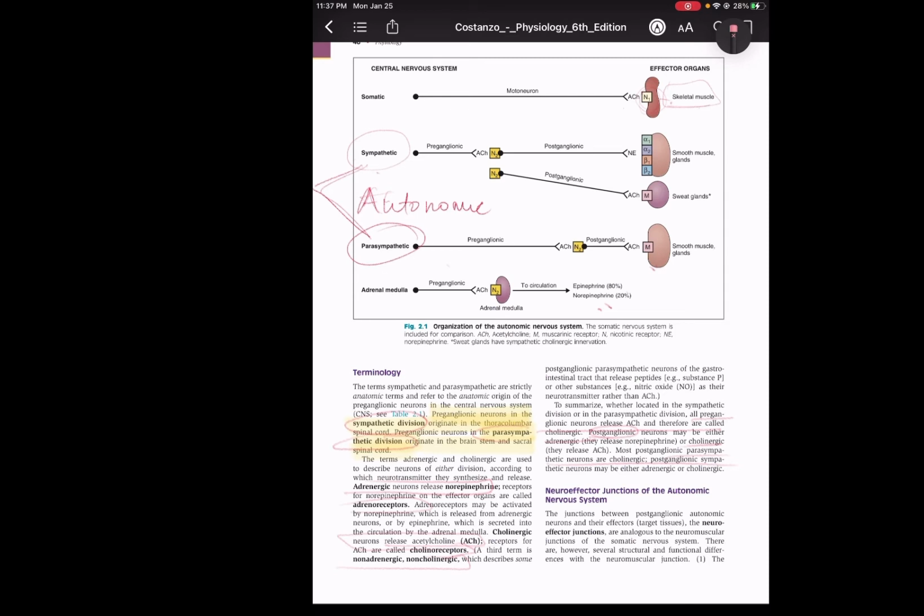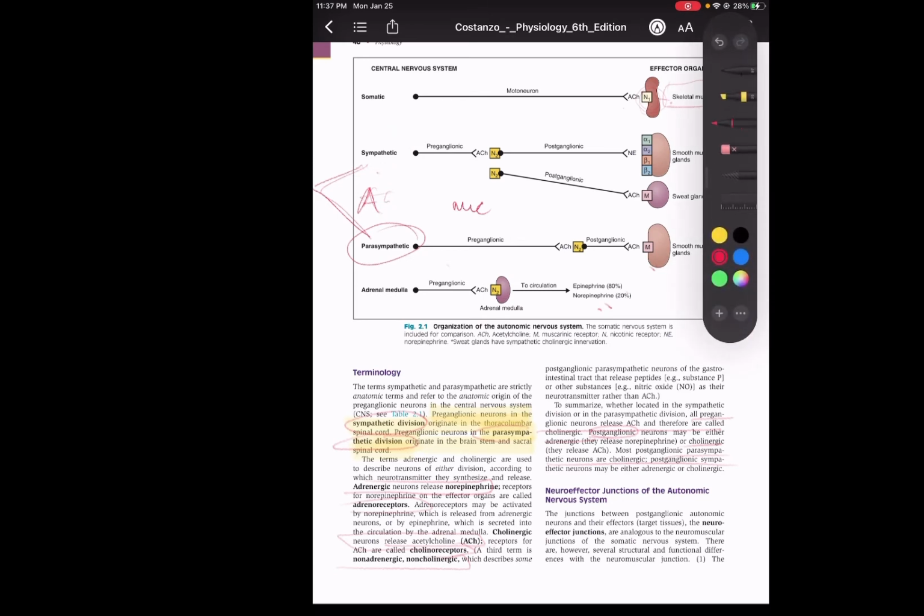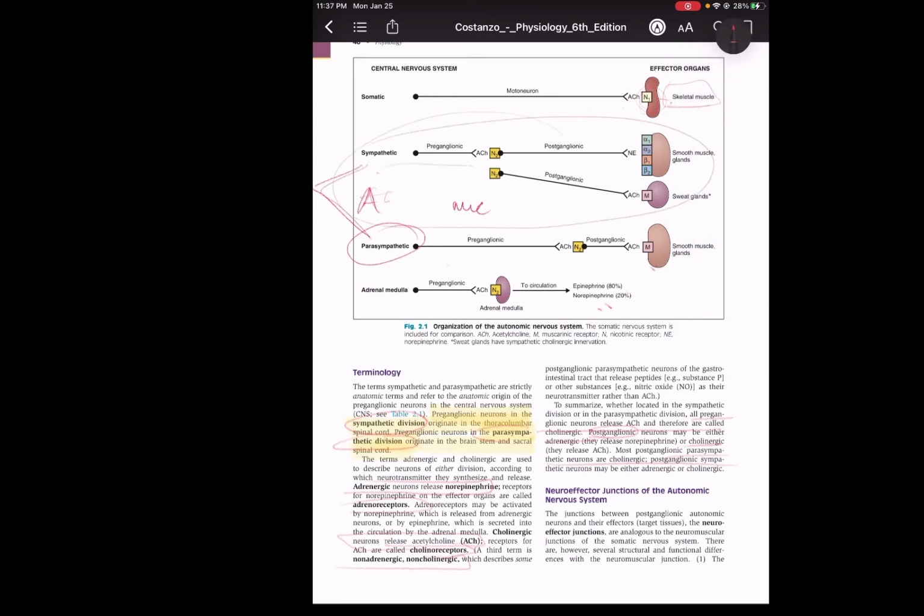Preganglionic neurons in the sympathetic division, as you have seen here, where do they originate? They originate in the thoracolumbar spinal cord. And preganglionic neurons in the parasympathetic originate in the brainstem and sacral spinal cord. You should remember this because it can come in the question.